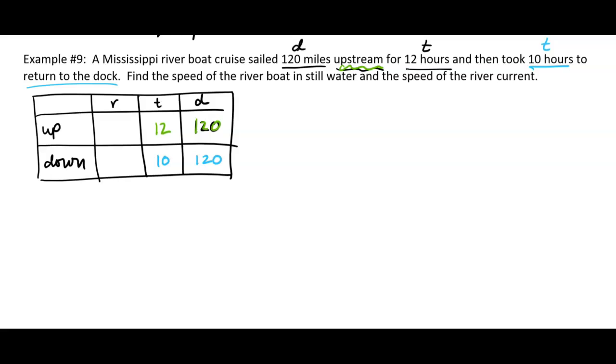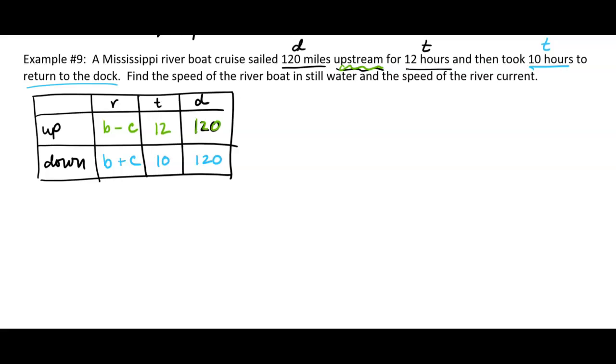Okay, so you can use what we used when we were going upstream. You take the rate of the boat minus the rate of the current. Upstream, it's working against you. Downstream, you're going to go faster. You're going to have the rate of the boat plus the rate of the current. Okay? All right. So in the top equation, you're going to multiply the rate times the time.